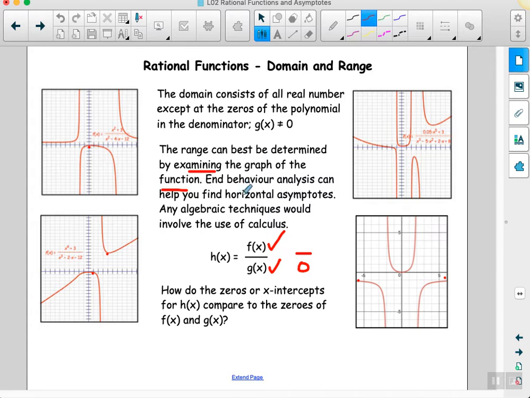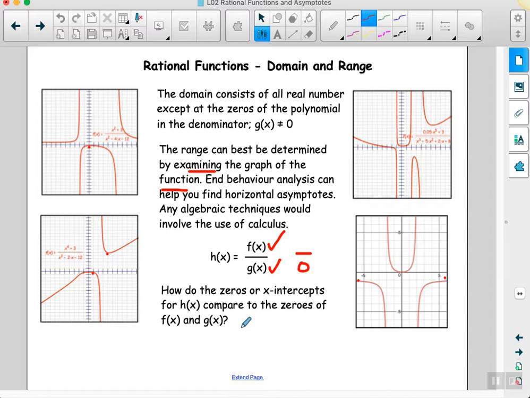End behavior analysis can help us find horizontal asymptotes, these pieces there. If we want to know the range for certain, an algebraic technique would require the use of calculus. So I will be selecting the curves I have you graph very carefully, and I'm certainly not going to ask you to state a range, especially if it's going to involve using techniques from calculus.